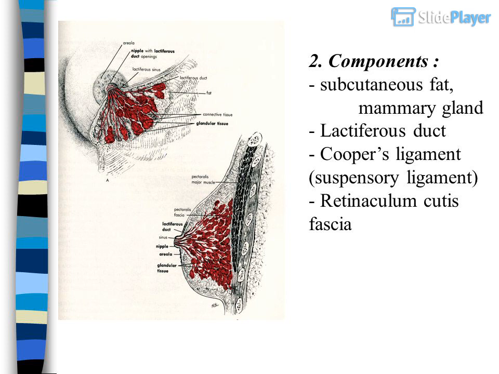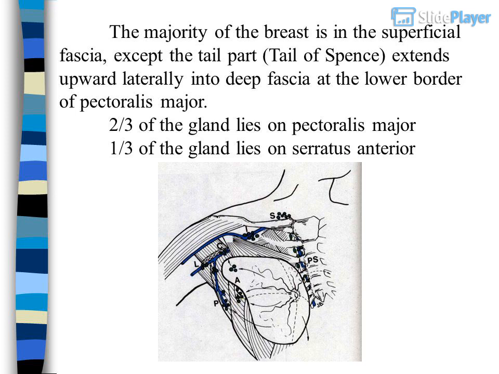Retinaculum cutis fascia. The majority of the breast is in the superficial fascia, except the tail part, the tail of Spence, which extends upward laterally into deep fascia at the lower border of pectoralis major. 2/3 of the gland lies on pectoralis major. 1/3 of the gland lies on serratus anterior.